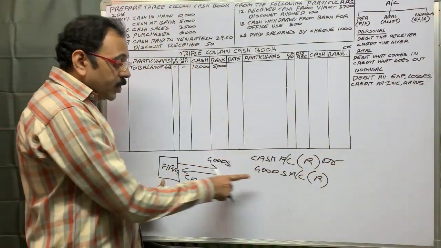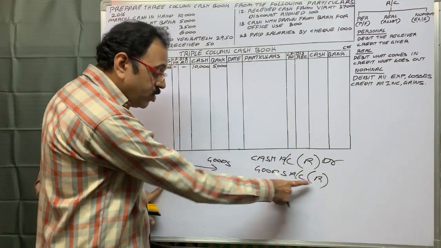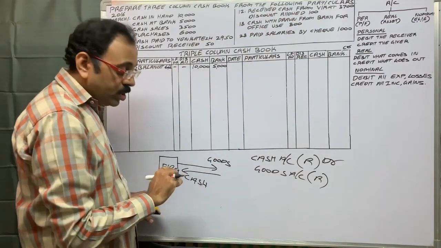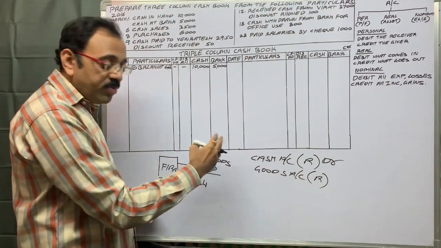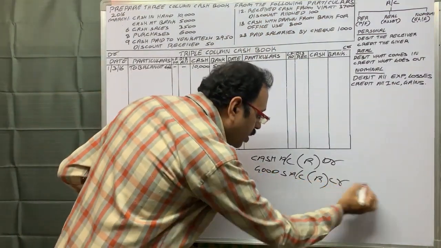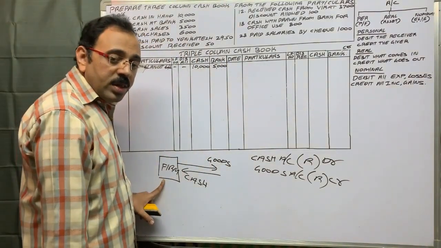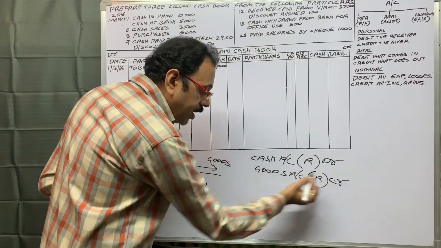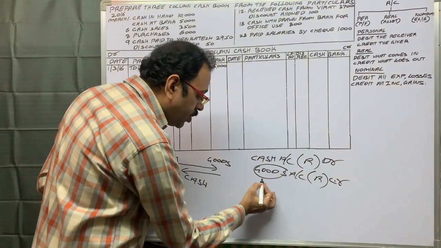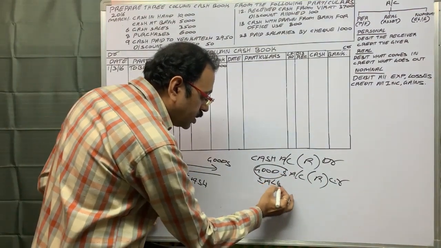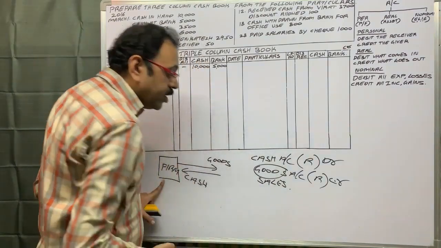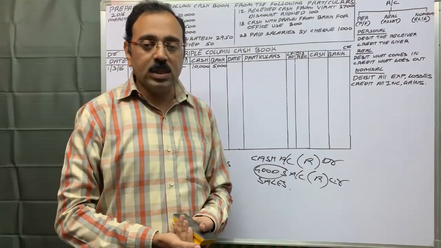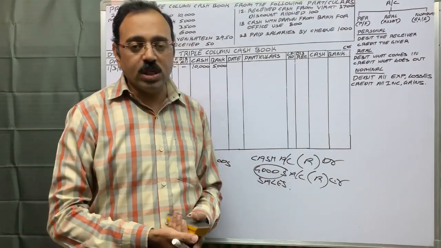And goods is also a real account. So what is the real account rule? Debit what comes in, credit what goes out. Since goods are going from the firm, we have to credit goods. Then remember one point, when goods account comes in credit, instead of goods we have to write sales. Why like that? Because if you write goods account as it is, it leads to so many confusions.